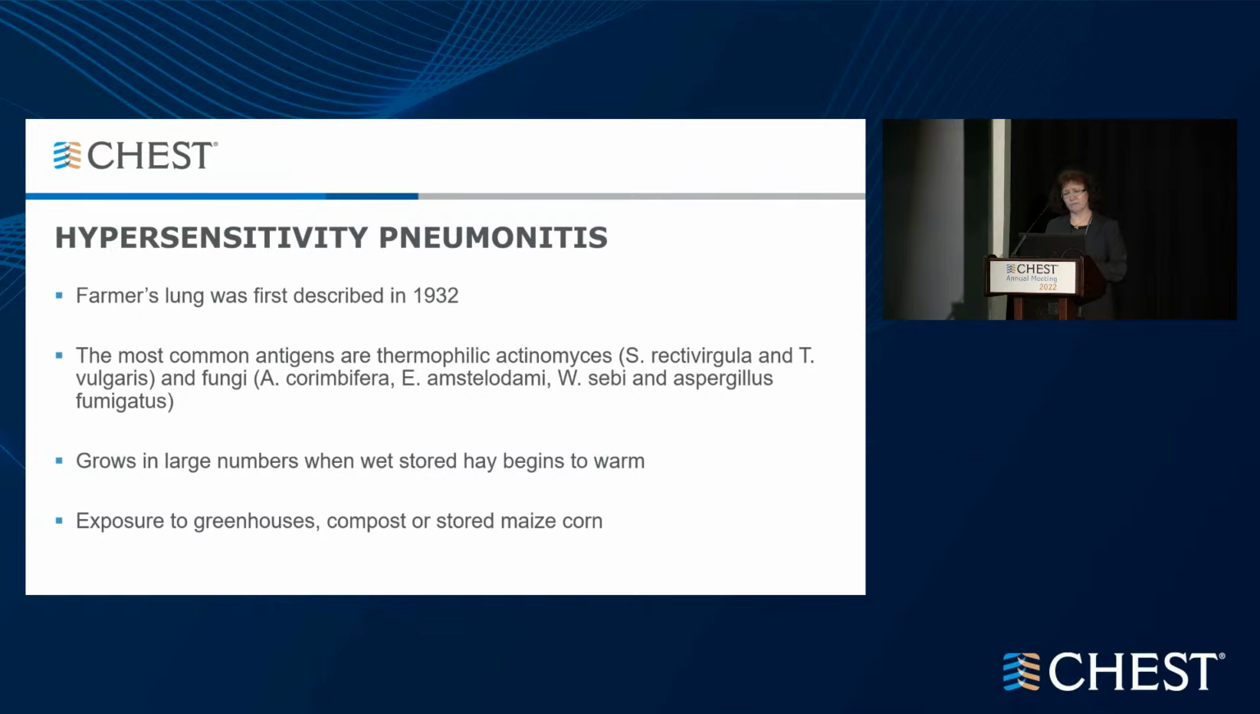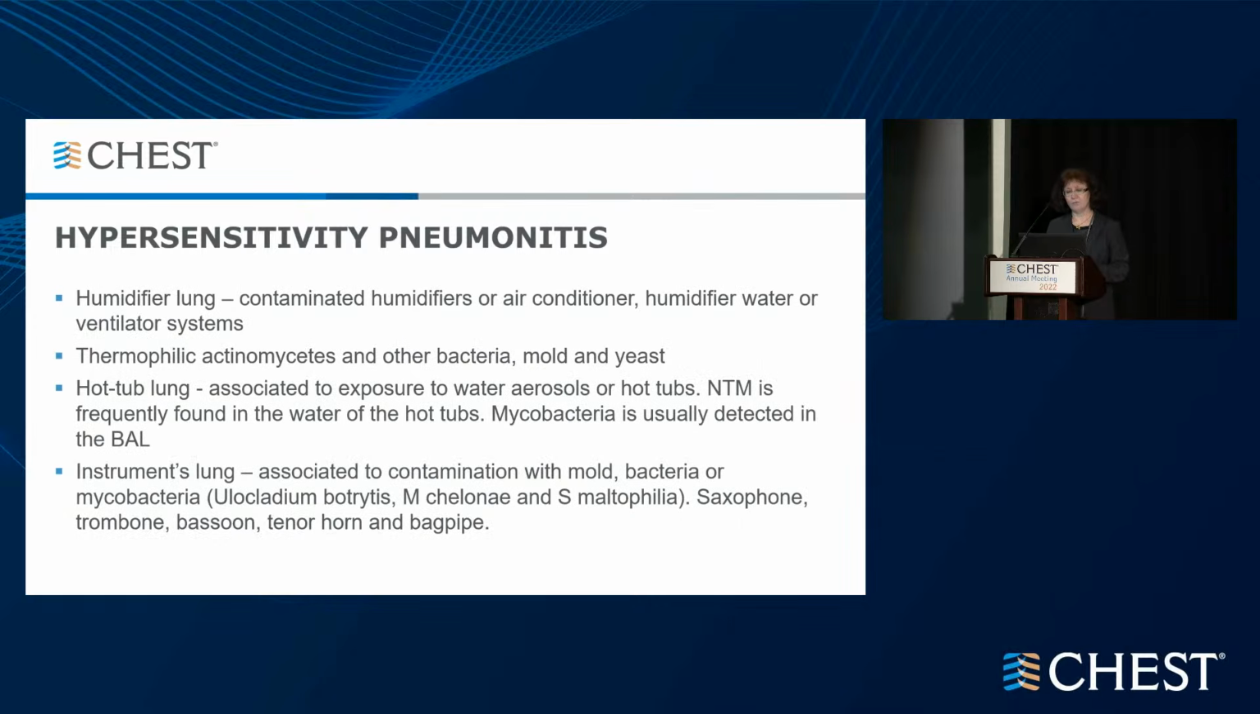The other one we're going to talk about very shortly is farmer's lung, which was described in the 30s. The most common cause is thermophilic actinomyces and fungi. As you know, when the weather changes and the humidity rises, the growth is quite significant, but anybody can be exposed, not only because of silos, but greenhouses, compost, and maize corn. The humidifier lung has been described in any place where it's humid with water, like air conditioners, humidifier water, or ventilator systems. The same thing, thermophilic actinomyces.